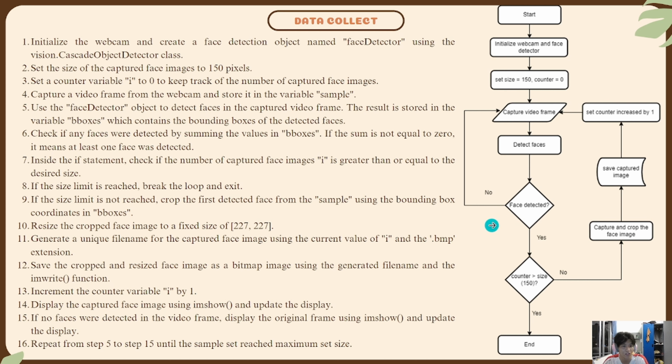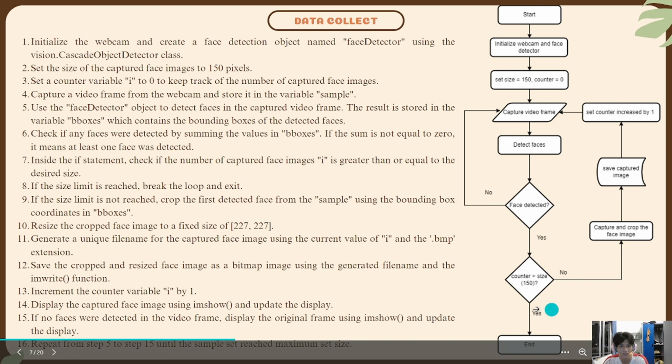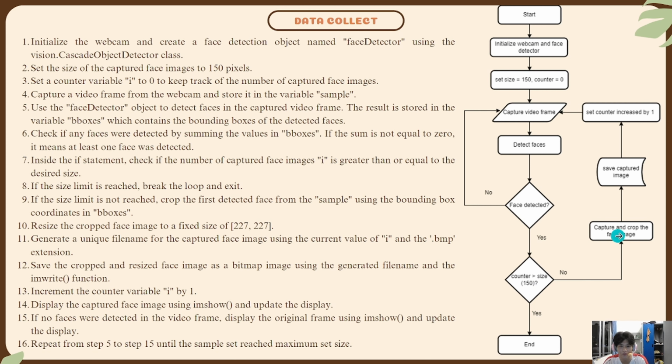Inside the if statement, check if the number of captured images is greater than or equal to the desired size. If the size limit is reached, break the loop and exit. If the size limit is not reached, crop the first detected face from the sample using the bounding box coordinates in box, and resize the cropped face image to a fixed size of 227. And generate a unique file name for the captured face image using the current value of i and the .bmp extension. Save the cropped and resized face image as a bitmap image using the generated file name and the imwrite function. And increase the counter variable i by 1.